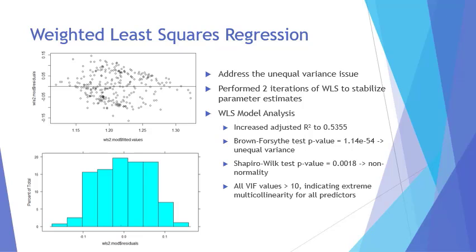But looking at the residual plot and histogram of the residuals, it can be observed that the distribution of the residuals became less skewed and slightly more normal compared to the original model. So there was a noticeable improvement in the normality of the model. The multicollinearity issue also persisted as indicated by all VIF values being greater than 10.